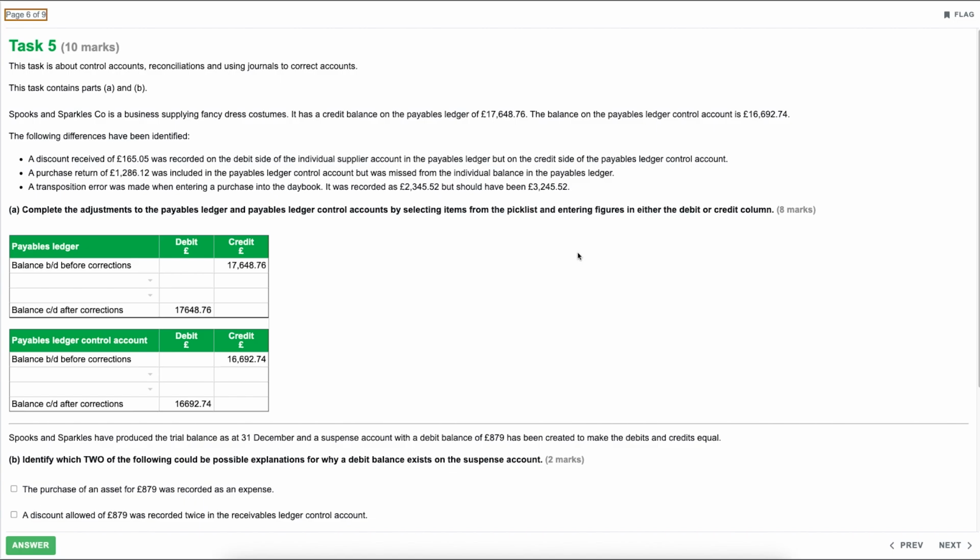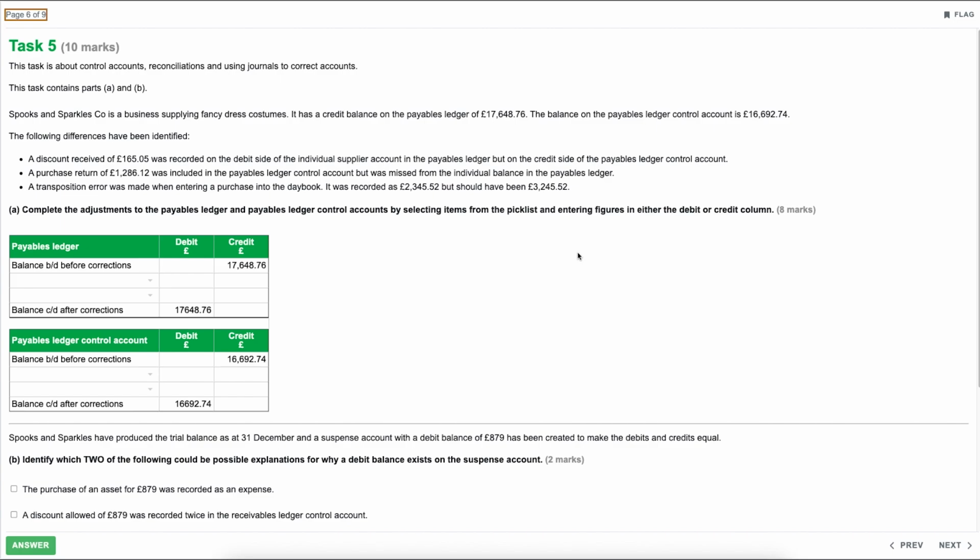So remember, for the payables ledger control and the payables ledger, it shows how much we owe to our suppliers. So it is a liability. Therefore, the more we owe to our suppliers, the more we credit the account, increasing the liability. Anything that reduces the amount that we owe would go on the debit side of the account and reduce the liability. Now, a discount received would reduce the amount that is owed to our supplier and would therefore go on the debit side of the payables ledger and the payables ledger control.